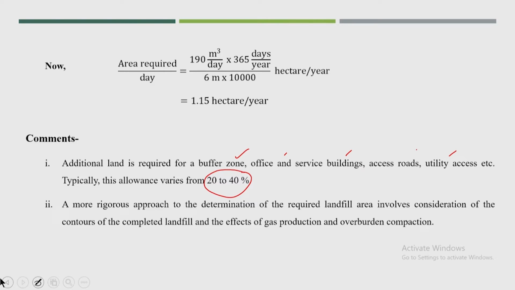You need not write this, but if the question asks how much total area will be required, you can take 20 to 40% of this area and sum it up with 1.15 hectare, and that will give the total area required along with the waste disposal facility, also some buffer zone for other facilities.